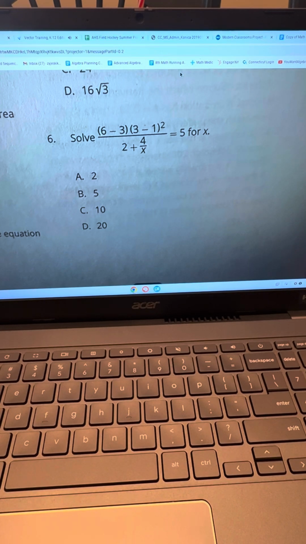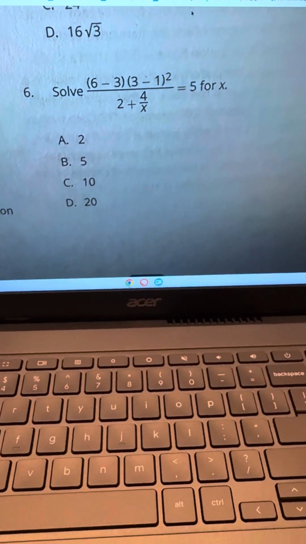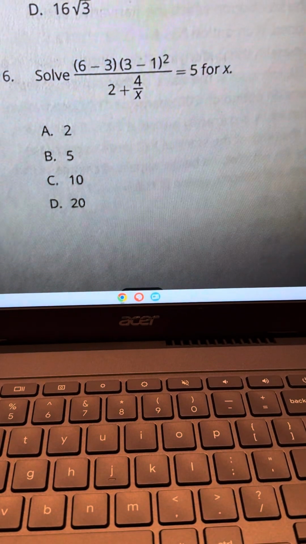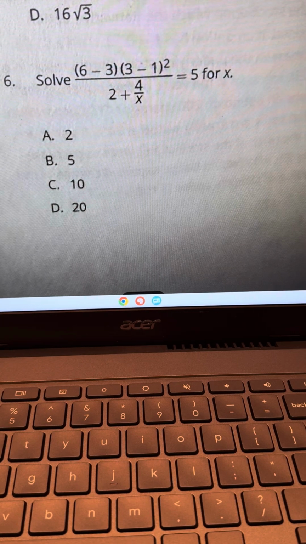So let's get started. We have solve for x, and we have this problem right here. 6 minus 3 in parentheses, multiplied by 3 minus 1 all squared, divided by 2 plus 4 over x, is equal to 5.